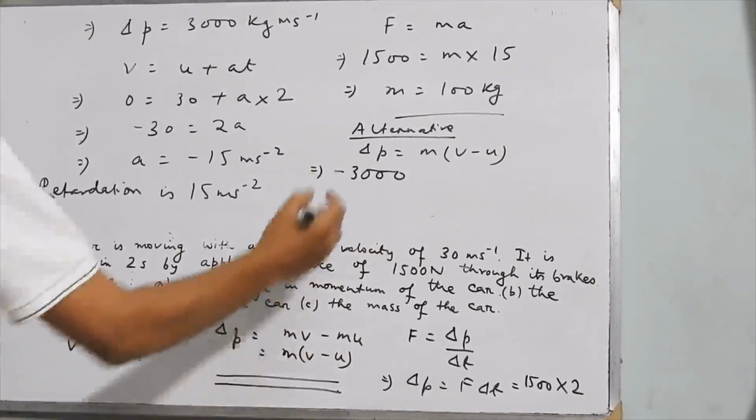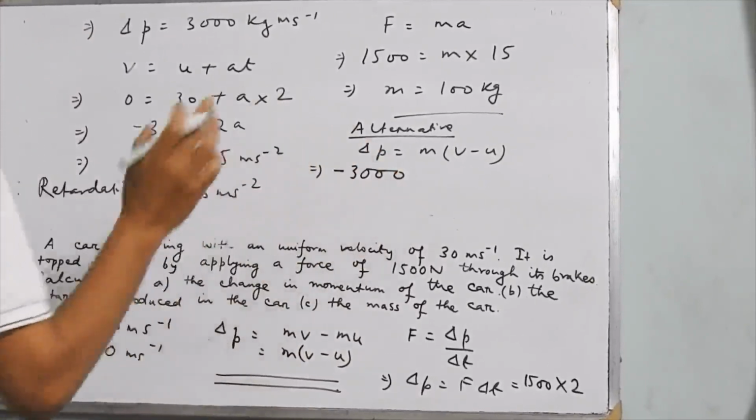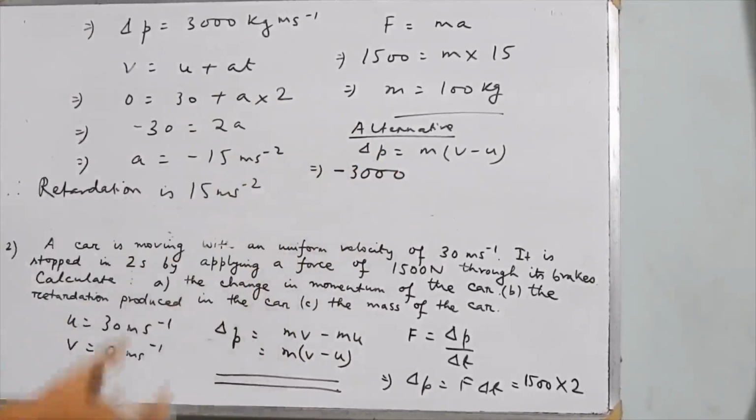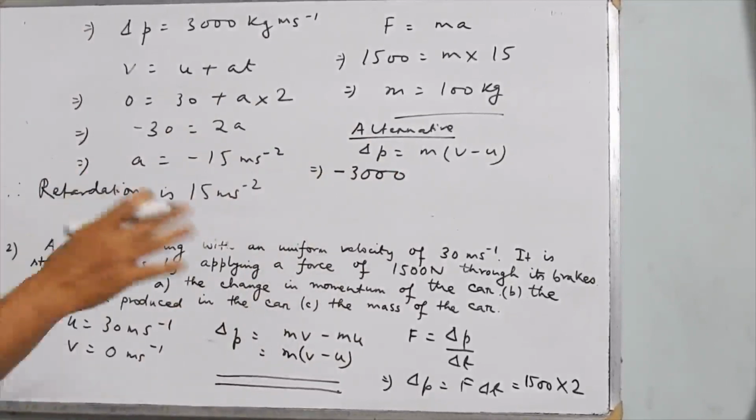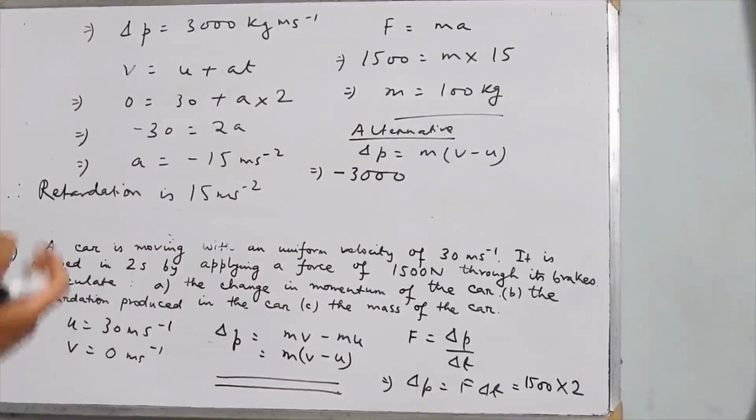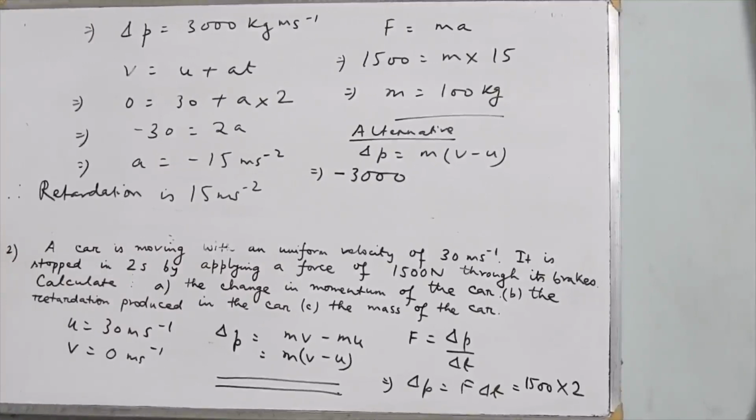The change in momentum is negative, which means its numerical value is 1000, but it is negative because the braking force is being applied opposite to the direction of motion of the car, and so the change in momentum is oppositely directed, opposite to the initial direction of motion.